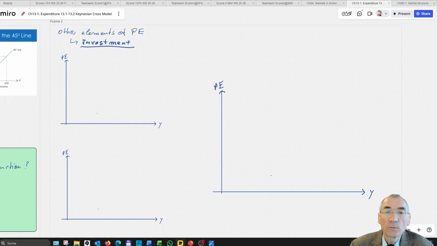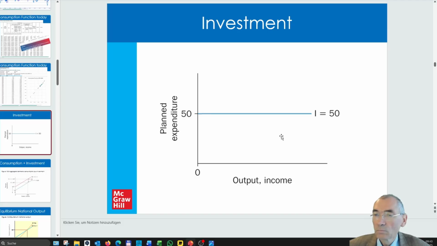That means firms at the beginning of a period, at the beginning of the year, decide how much to invest in order to go on with their activities. And even if the income changes throughout the year, this investment decision is made. It's decided for one year, which means that in this model, investment is a horizontal line. It doesn't depend on income. And that's already the quite short story about investment. It's constant.